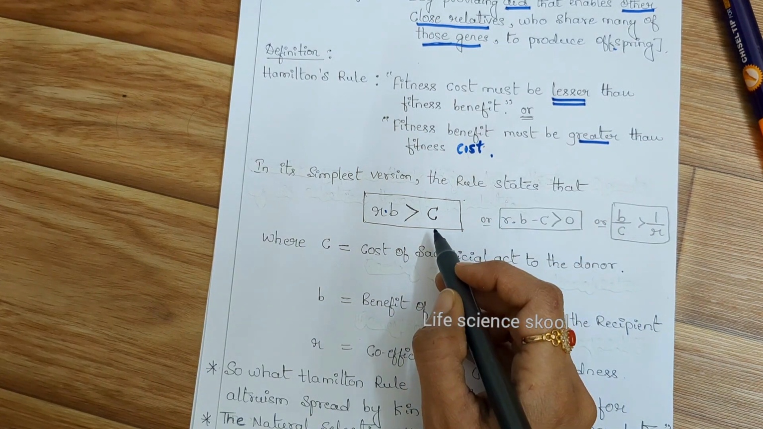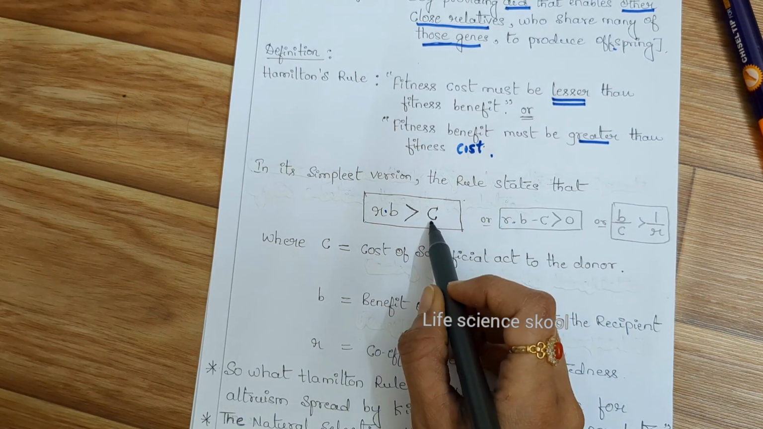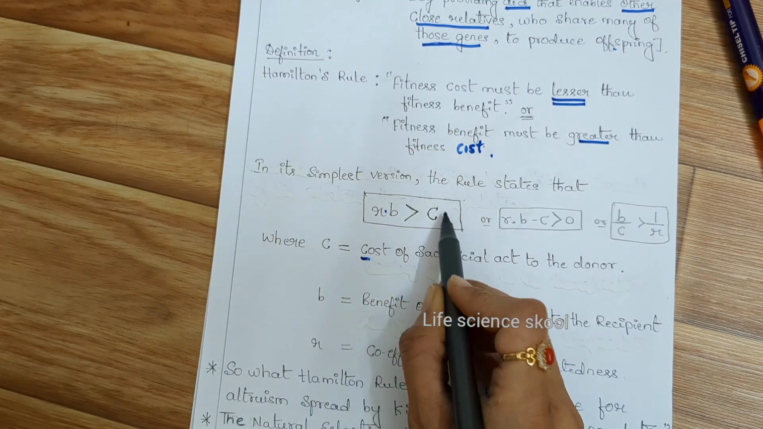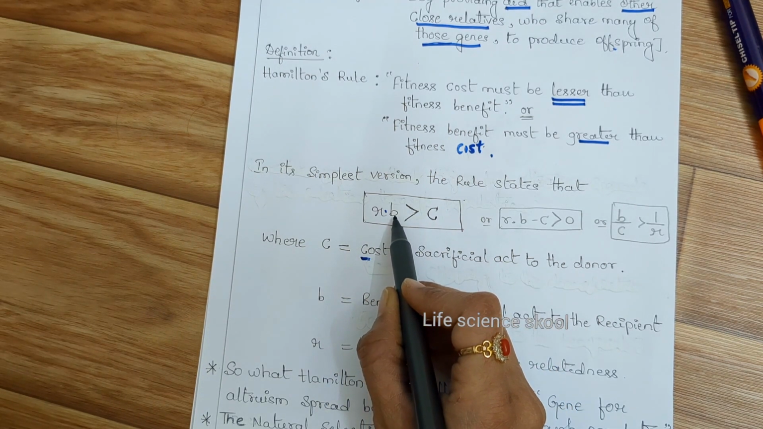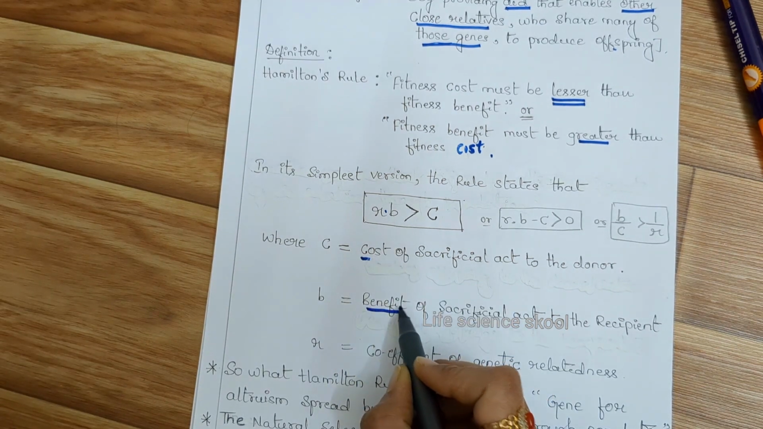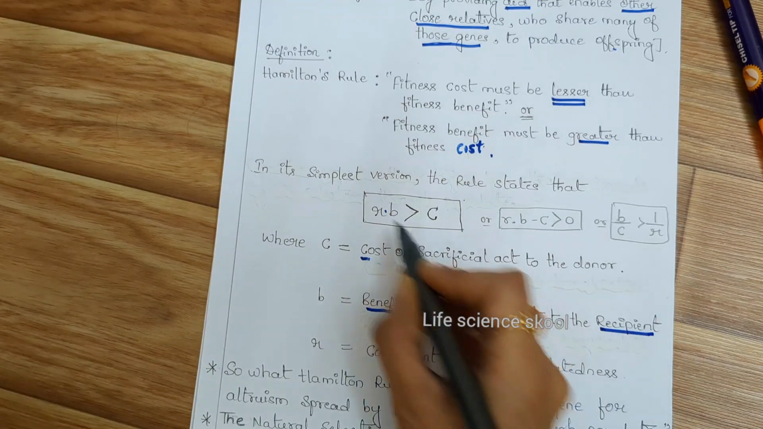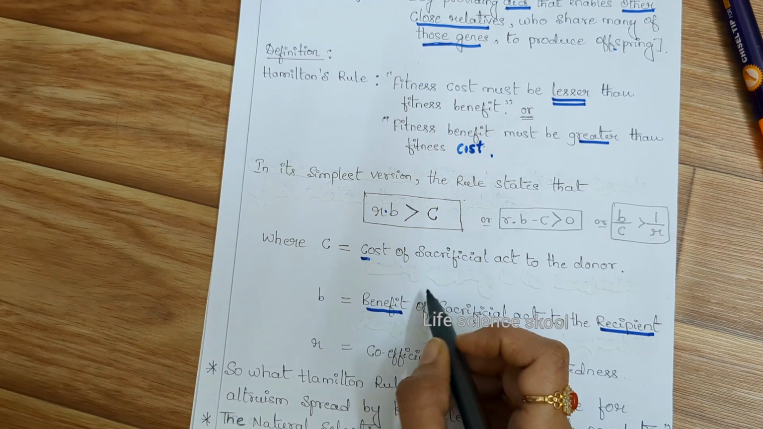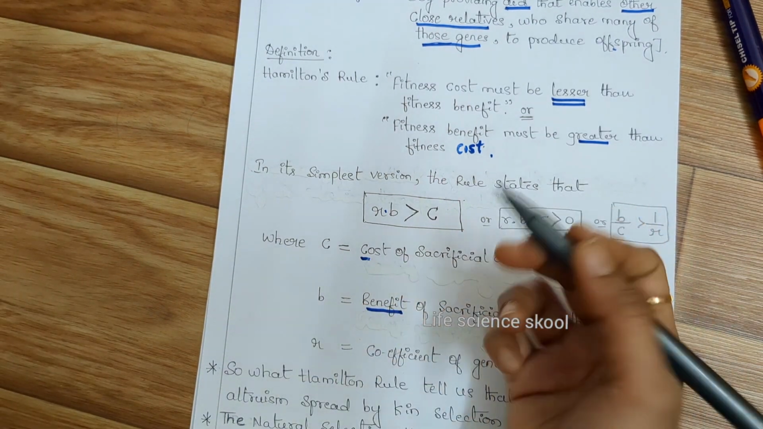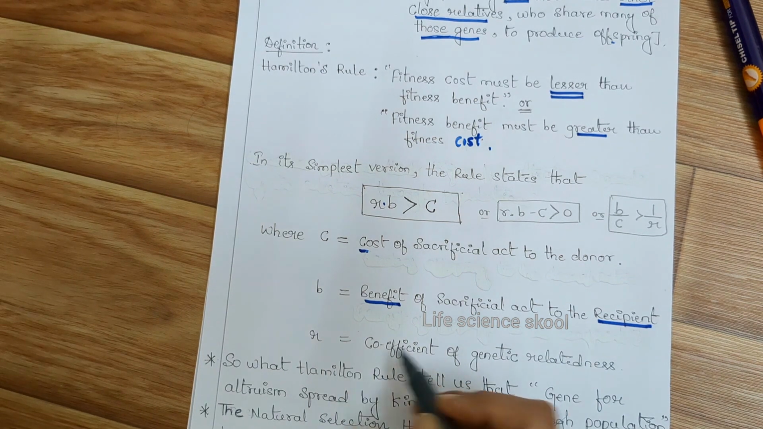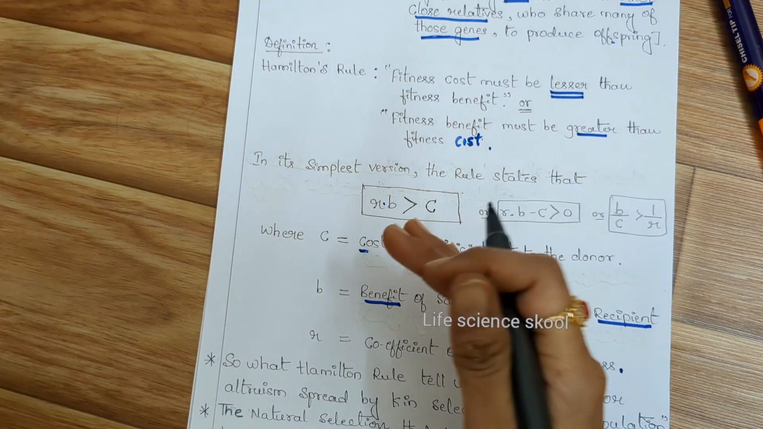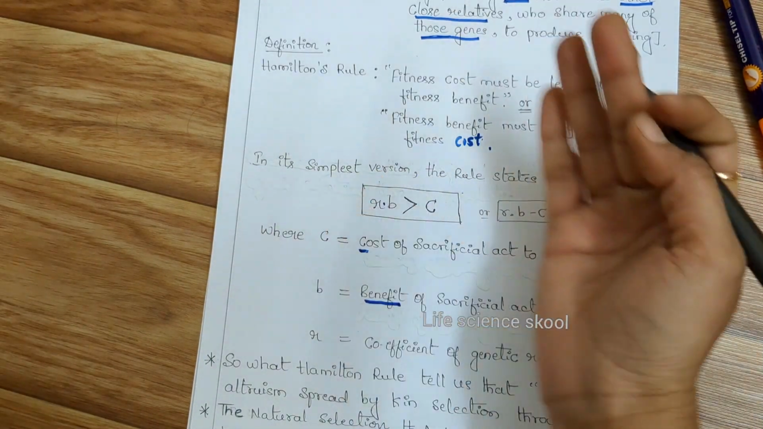So let me explain this. What is C here? C symbolizes the cost, the cost of the sacrificial act of the donor. It should be less than the benefit. B represents the benefit of the sacrificial act to the recipient. When the benefit is greater, only then is it going to show altruistic behavior. R is the coefficient of genetic relatedness, how closely the donor is related to that person. So the act will be expressed to that degree.